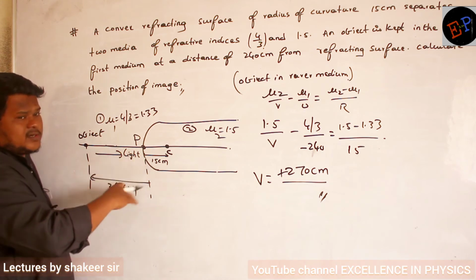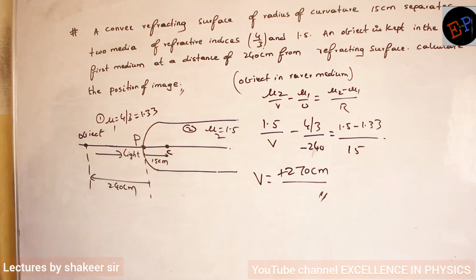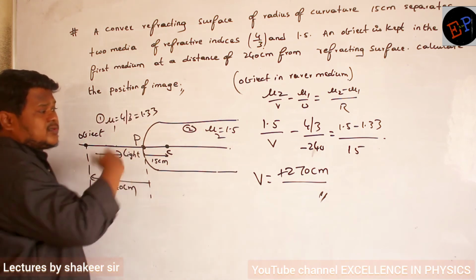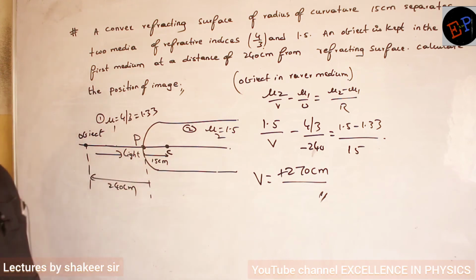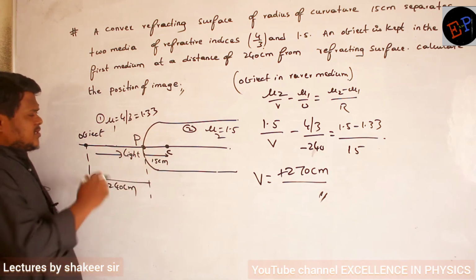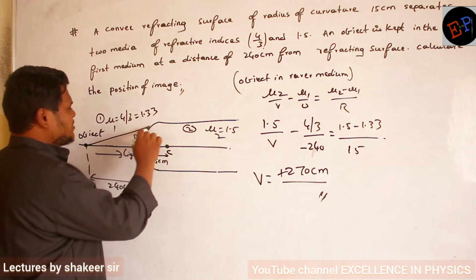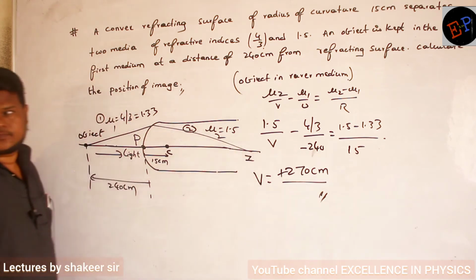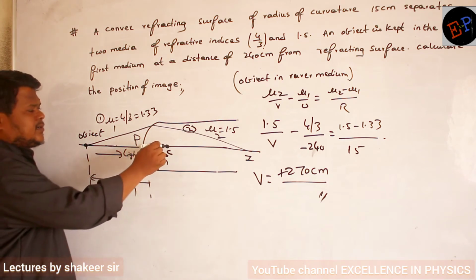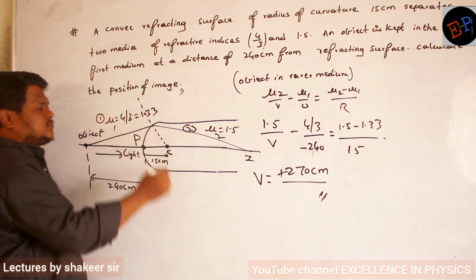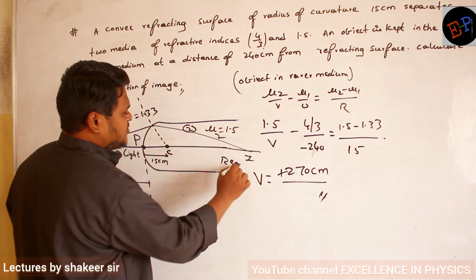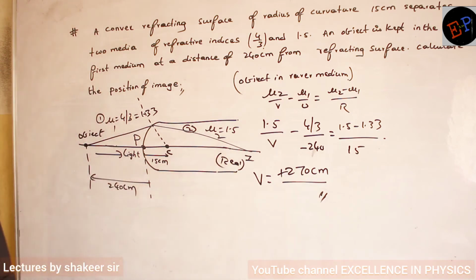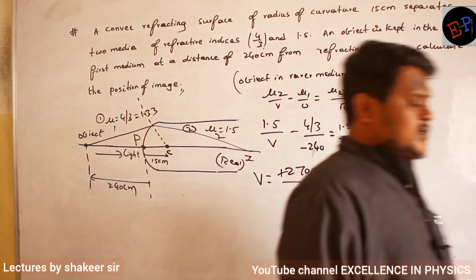So the image is created on this side. Is it a real image or a virtual image? Real image. It means light enters like this and the image is created somewhere here. This is the image, so definitely it should be a real image. That is how we have to do the calculations.